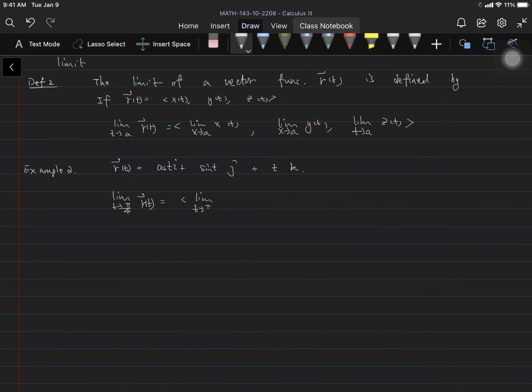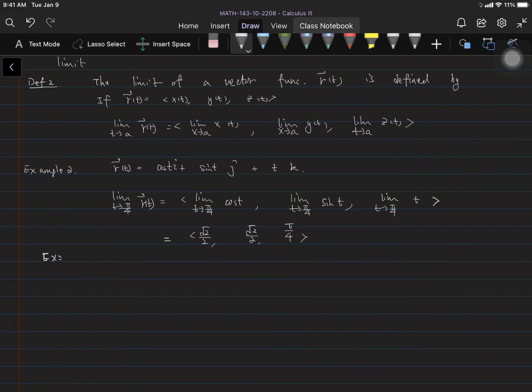So t goes to π/4, cosine t, that's the first component. I'm going to write down the component way: cosine t. And the second component, t goes to π/4, sine t, right? And the last one, t goes to π/4. And evaluate this. So cosine π/4 is root 2 over 2. Sine π/4, root 2 over 2. And t just goes to π/4. So that's the limit. Pretty easy.